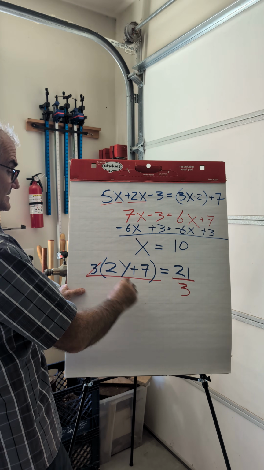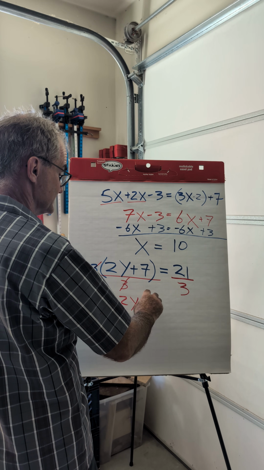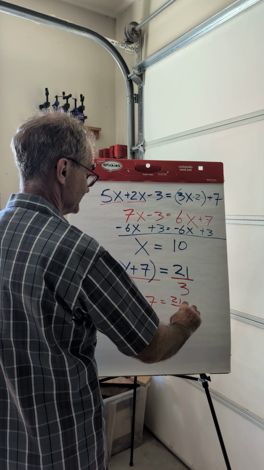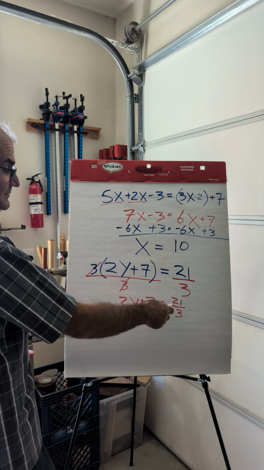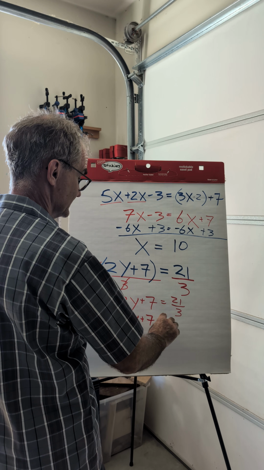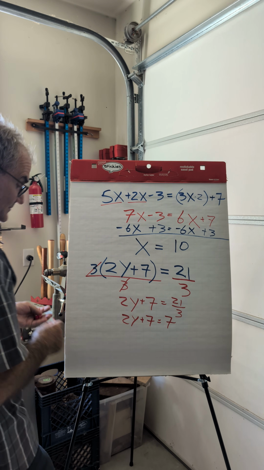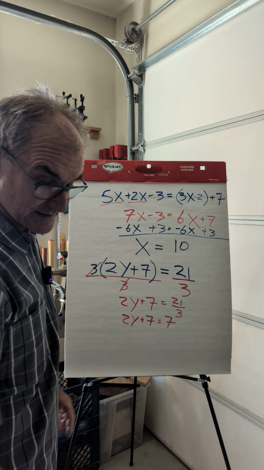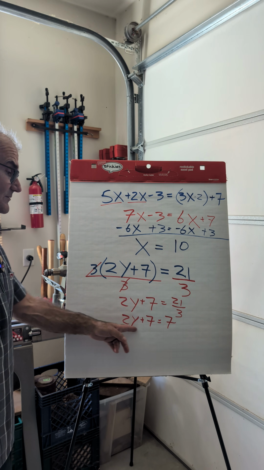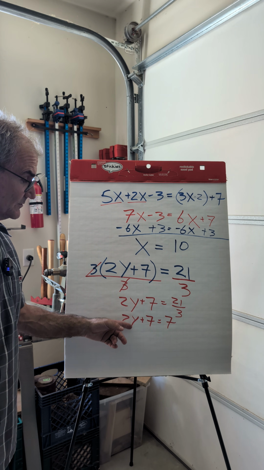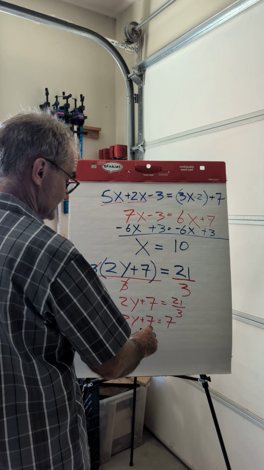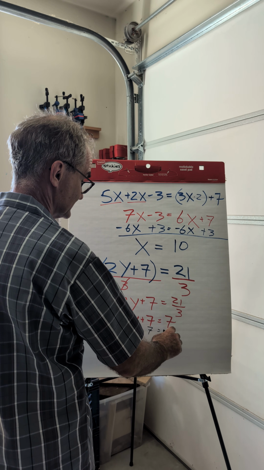Well, now I have this gone, so I have 2y plus 7 is equal to 21 divided by 3. Well, 21 divided by 3 is 7. So I have 2y plus 7 is equal to 7. Now I'm going to subtract 7 from both sides. But before I even do that, what does y have to be for this to be true? Well, for 7 equals 7, this has to be 0. Okay, so I'm going to subtract 7 from both sides.